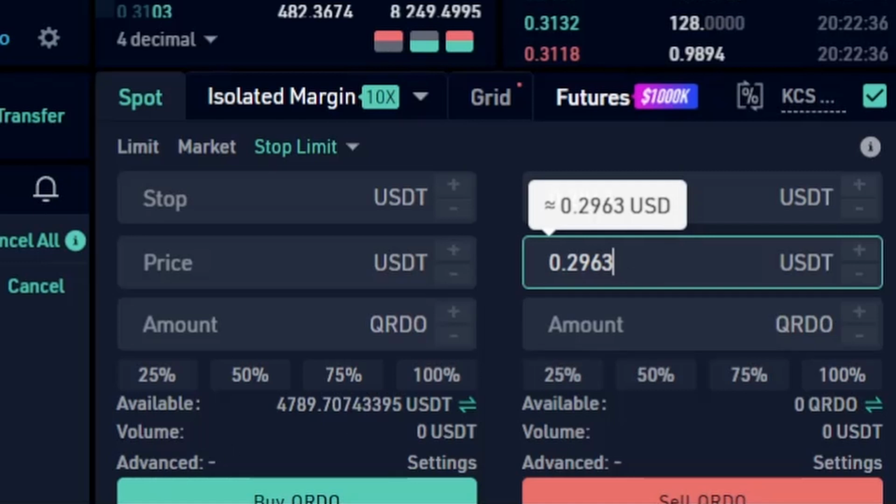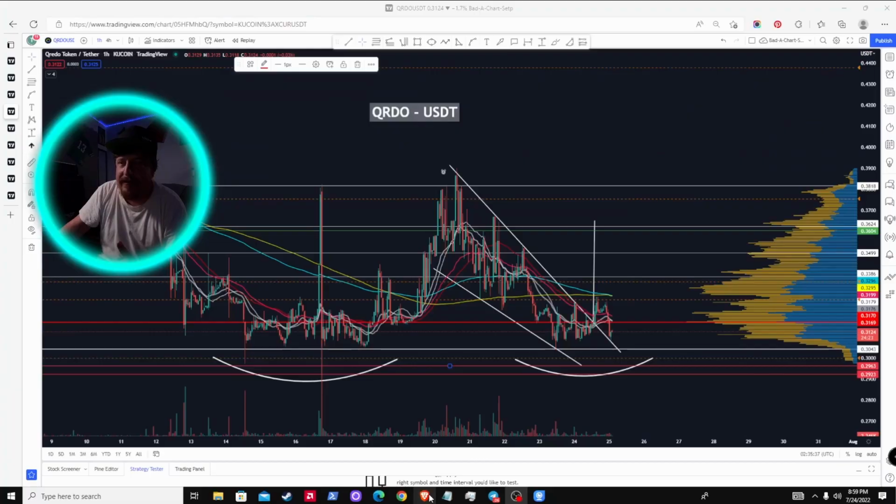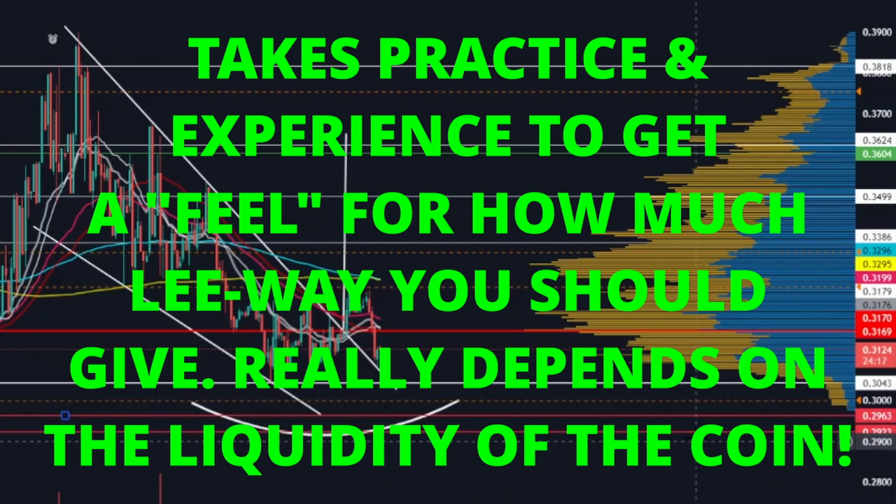This is going to be the lowest price that you're willing to basically take as far as your stop loss, right? So I can come down here and I made a second line just a little bit below. I have 0.2963 and I went down a little bit to 0.2923. This is going to come down to your risk management and risk tolerance. This is personal preference. But I put 0.2923.